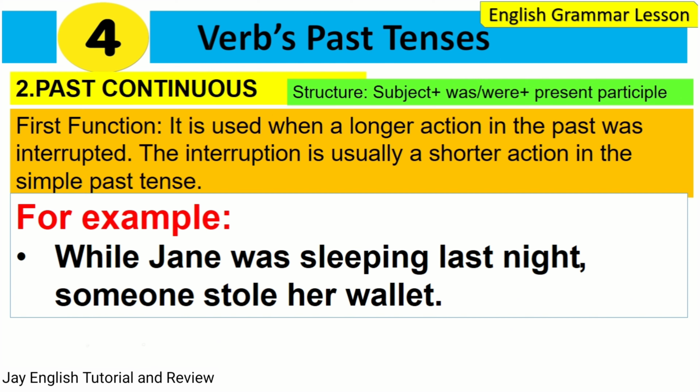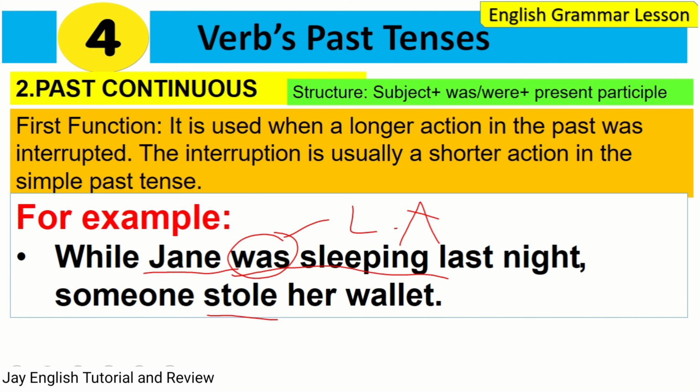So first, let us find the two past actions involved. We have here was sleeping and the other one is stole. Okay? And it is understood that while Jane was sleeping, the subject, the helping or linking verb was, and sleeping as our present participle, since it is expressed in the past continuous structure, then it is telling us that while Jane was sleeping is the longer action, okay? The longer action in the sentence.